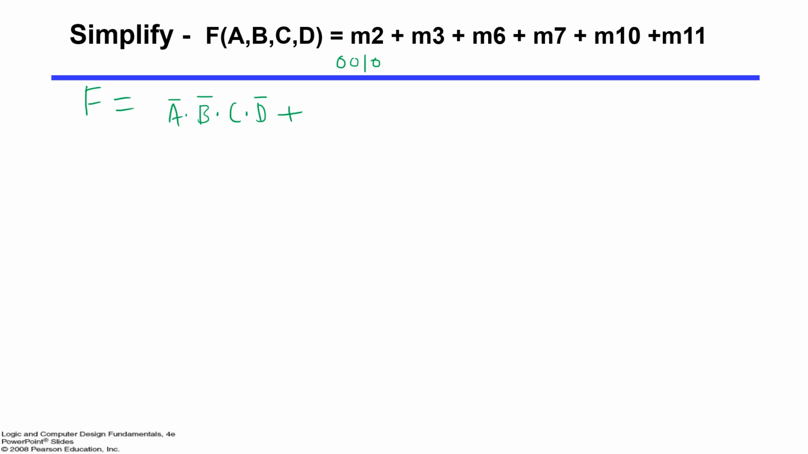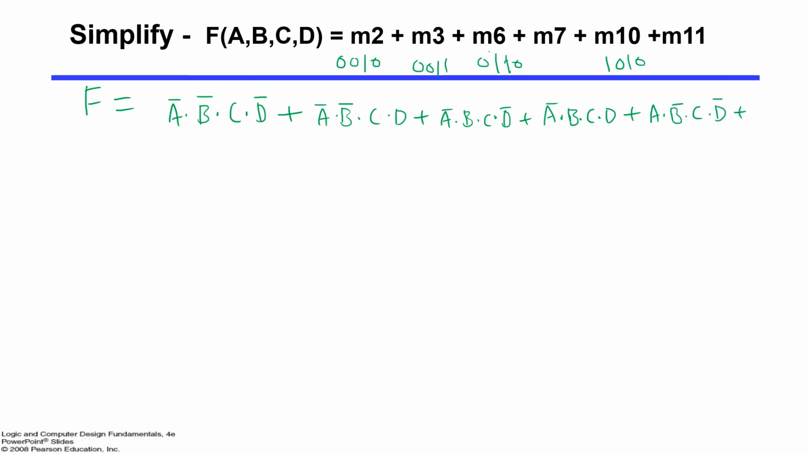What about 3, which is 0 0 1 1? So you can say A bar dot B bar dot C dot D, plus 6, which is 0 1 1 0. So you can say A bar dot B dot C dot D bar. What about 7? Similarly, you can say A bar dot B dot C dot D. What about 10? 1 0 1 0. So it will be A dot B bar dot C dot D bar.